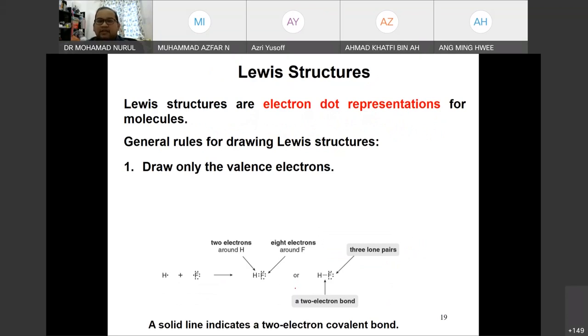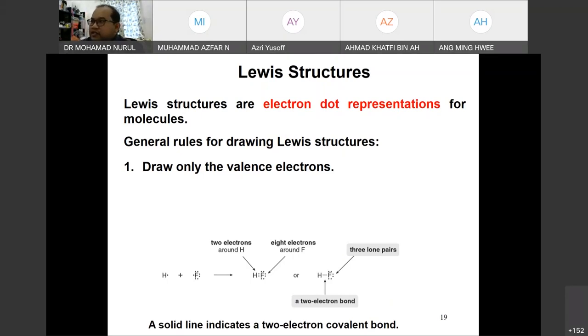Lewis structures. To be honest, Lewis structures aren't asked in the exams. It's too simple for us. So we prefer to ask about resonance structures, for example. What else? We love to ask about the shape of molecules.